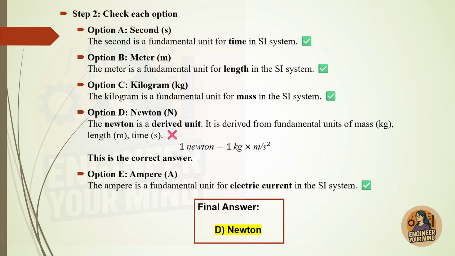Quick exam tip. Remember, the fundamental units are the building blocks of the SI system. If a unit can be derived from combinations of these, it's not fundamental. For example, Newton comes from kilograms, meters, and seconds, so it's a derived unit.